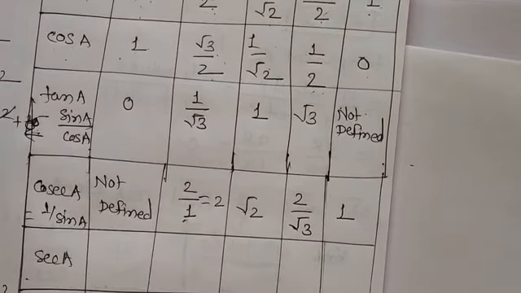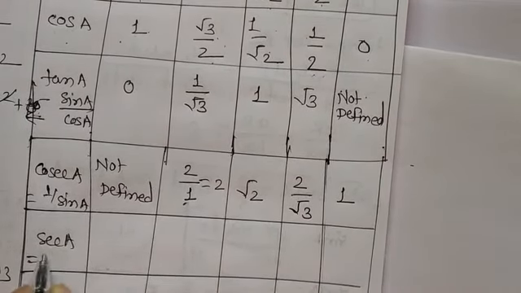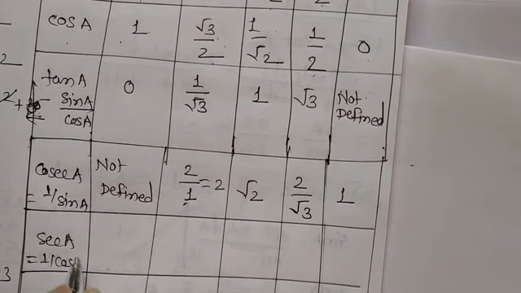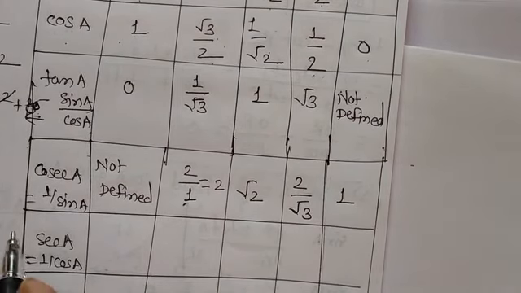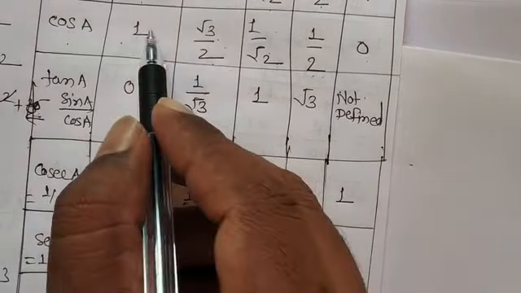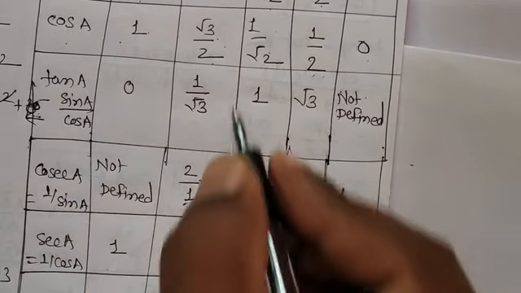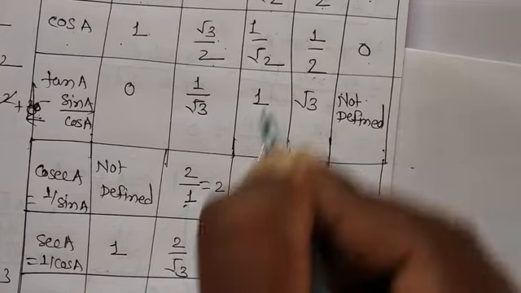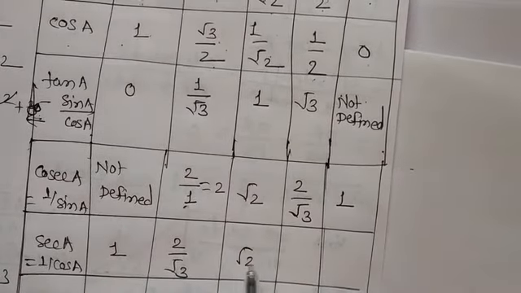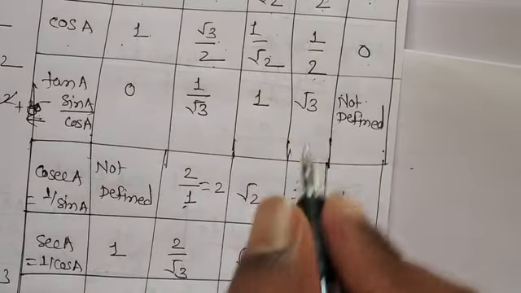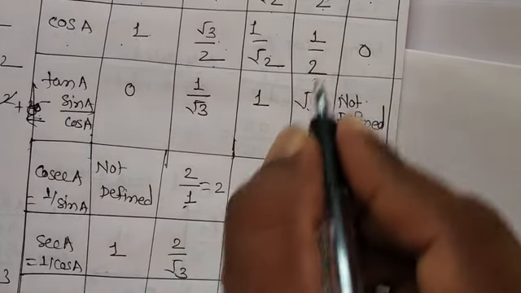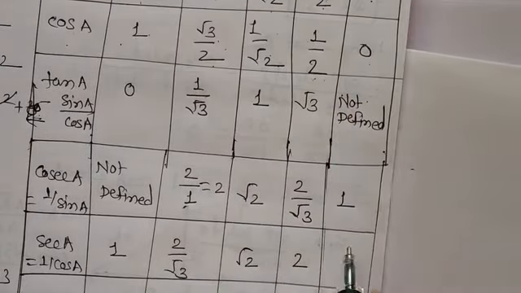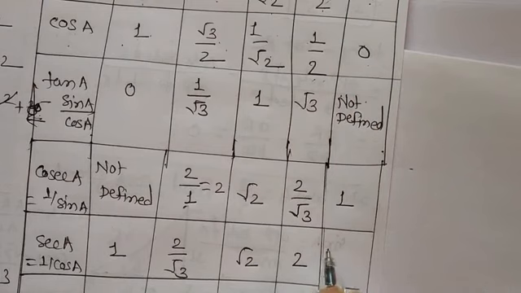Same as sec A. Sec A is equal to 1 by cos A. So we can write here the reverse of cos. 1 by 1, it is 1. Root 3 by 2, we can write 2 by root 3. 1 by root 2, we can write root 2. Then 1 by 2, we can write simply 2 by 1. And 0 by 1, that is 1 by 0. So this is again not defined.